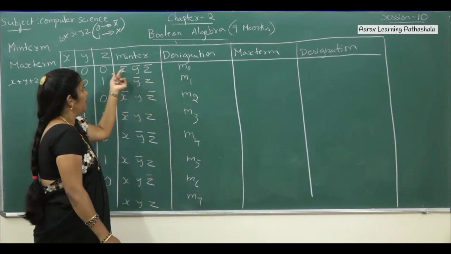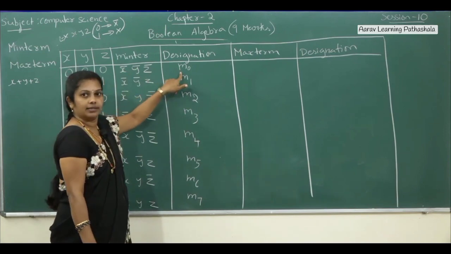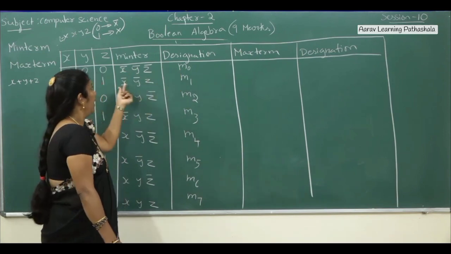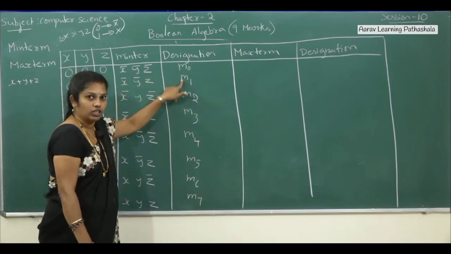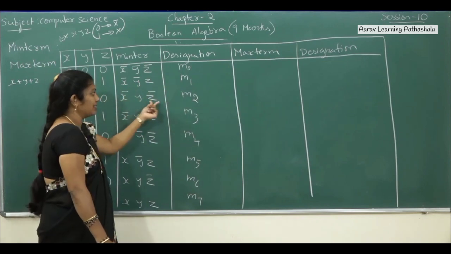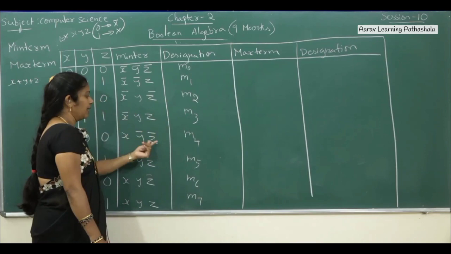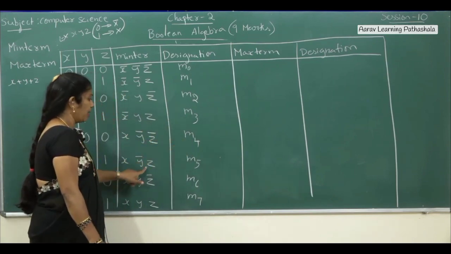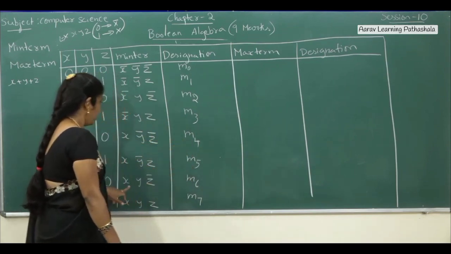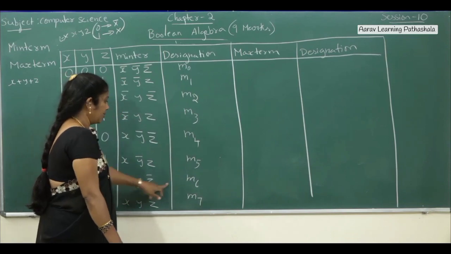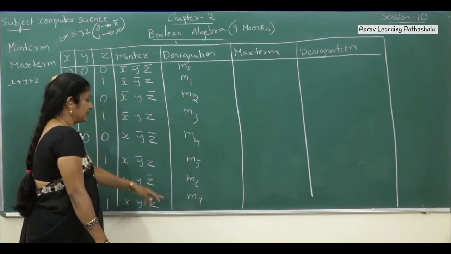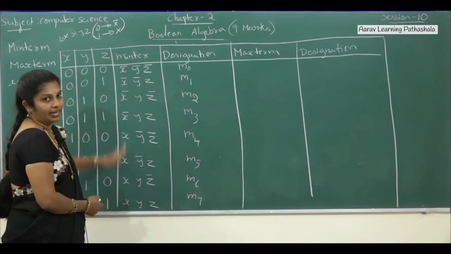If the variables are x bar, y bar, z bar, then the designation will be m naught. X bar, y bar, z, m1 represents the designation. X bar, y, z bar, m2. X bar, y, z, m3. X, y bar, z bar, m4. X, y bar, z, m5. X, y, z bar, m6. X, y, z, m7. This represents a minterm.